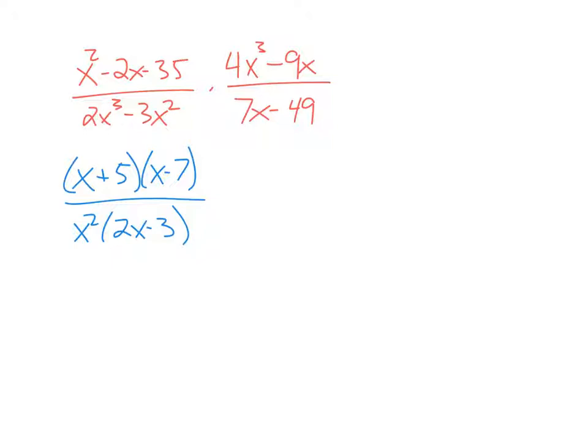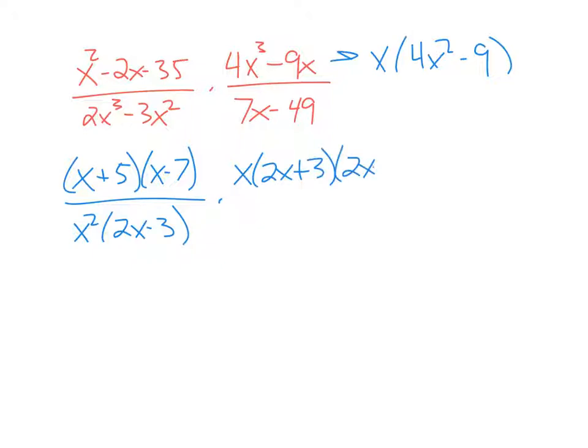Moving on to the second rational expression. We're going to take an x out first, and we'd be left with x and then 4x squared minus 9. 4x squared minus 9 is the difference of squares, so that numerator is going to be x times 2x plus 3, 2x minus 3. And then we'll take a 7 out of the denominator and be left with x minus 7.